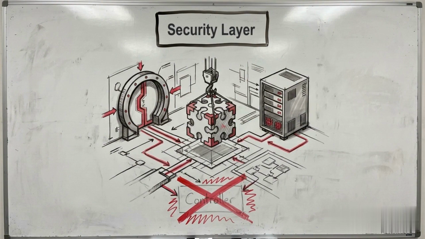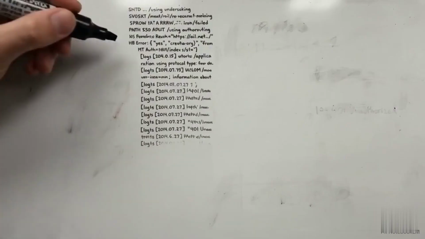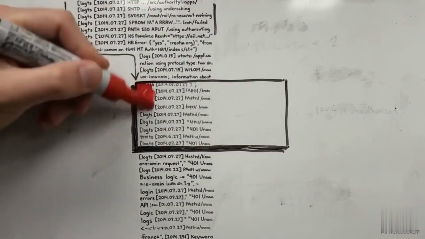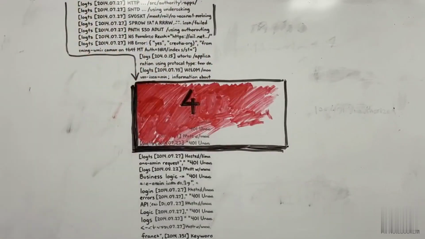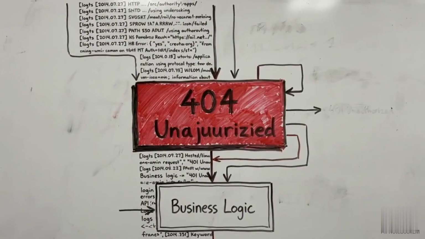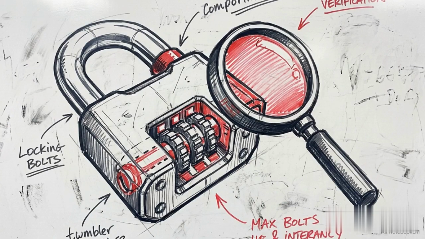The controller hasn't even been invoked yet. Handling authorization at the framework's guard layer ensures that unauthorized or malformed data is rejected before it ever reaches your business logic. Once the application logic is secure, it must be verified.